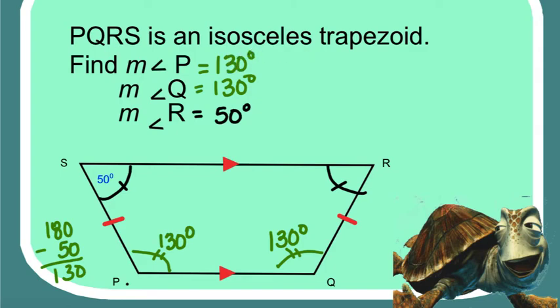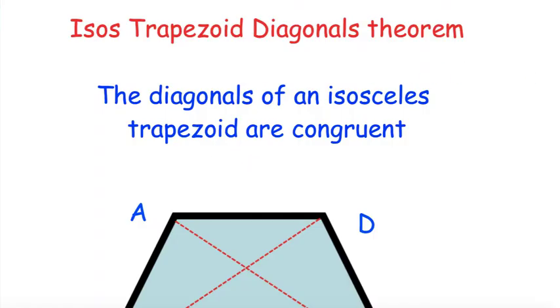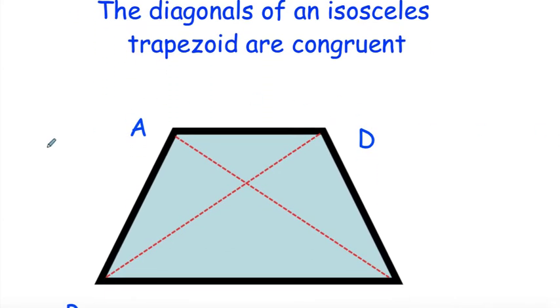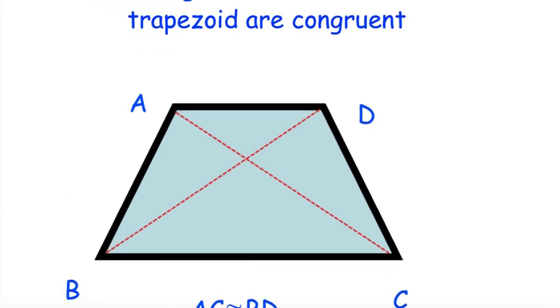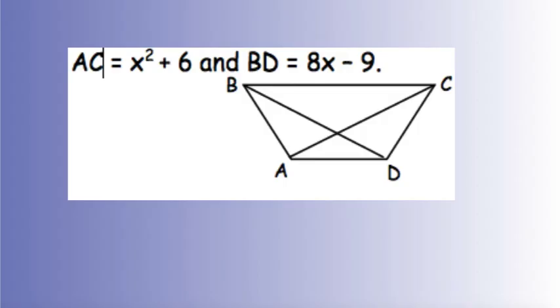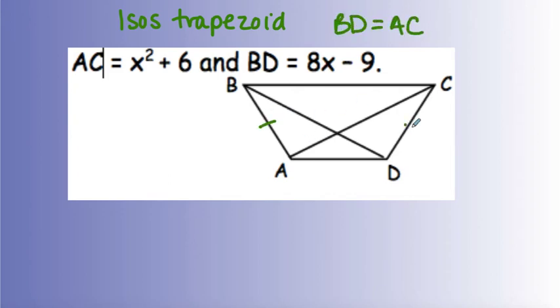Awesome. All right. Again, the isosceles trapezoid diagonals theorem, or what I call it, the diagonals in an isosceles trapezoid are congruent. Well, so how can we use that to help us solve a mathematical problem? Okay, so let's try it. If AC, okay, so I have a trapezoid here. I'm going to tell you it's an isosceles trapezoid, okay? And diagonals are BD equaling AC, right? So we know this is an isosceles trapezoid. All right, so they tell me that AC is x squared plus 6, and BD is 8x minus 9.